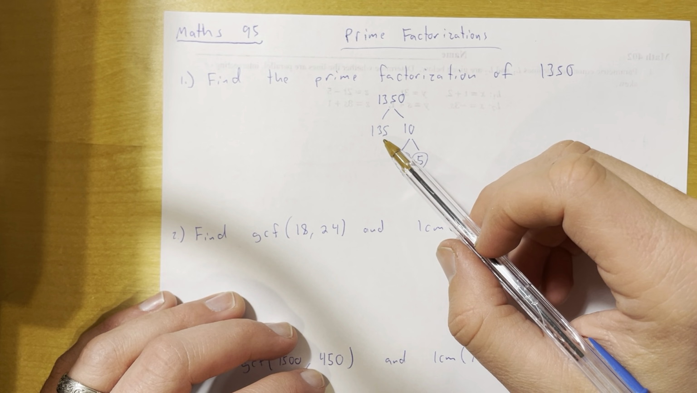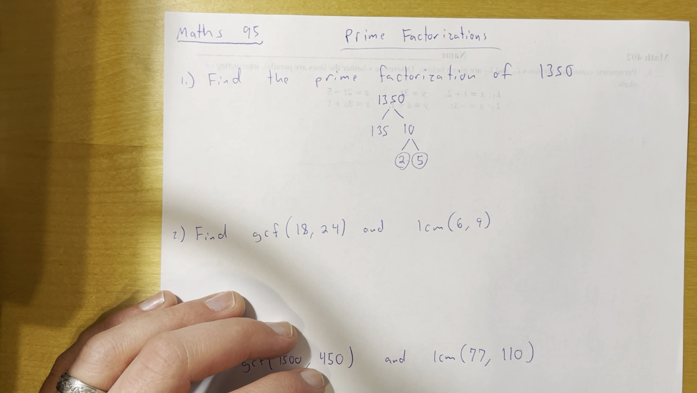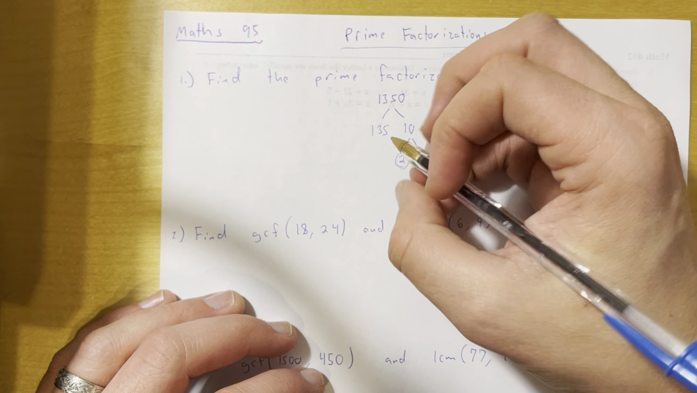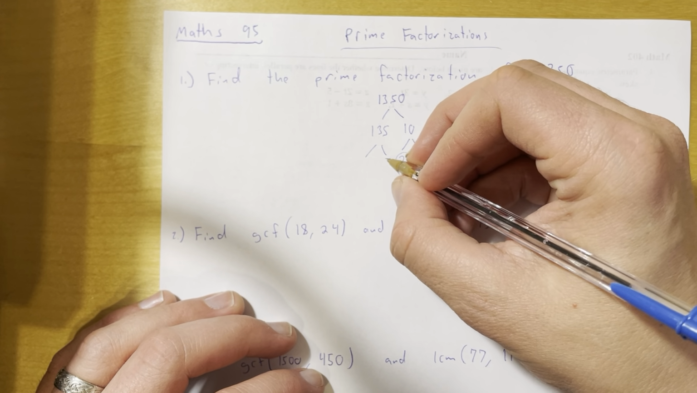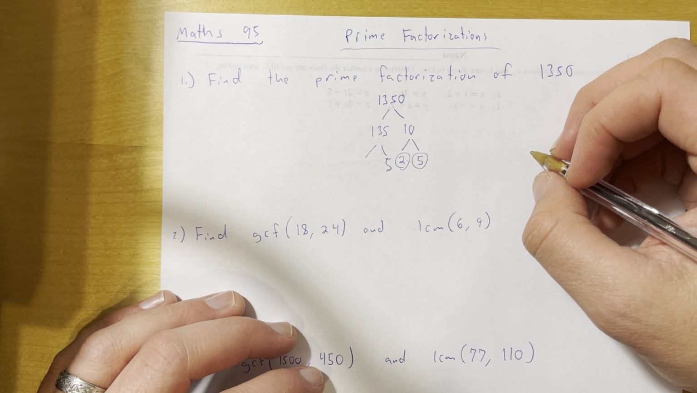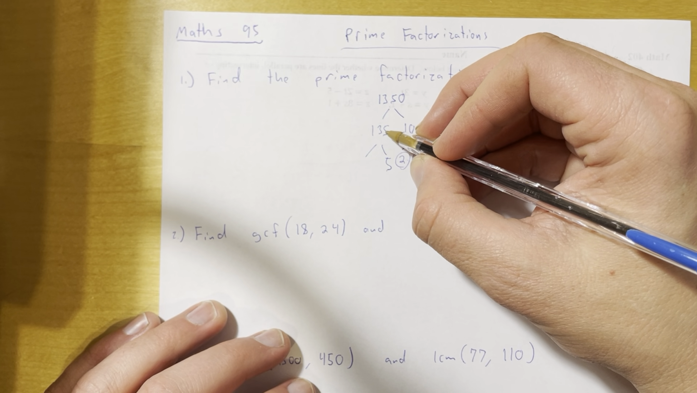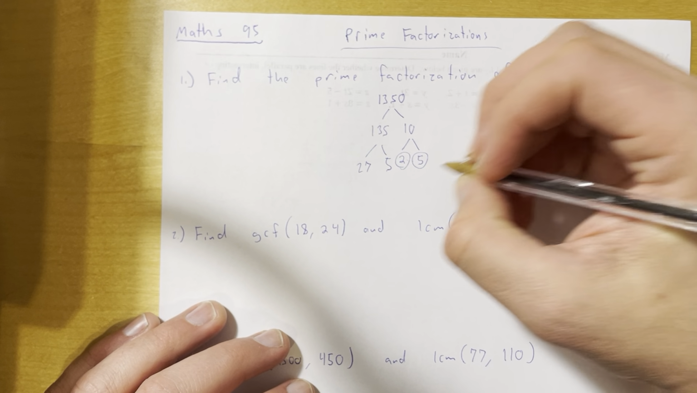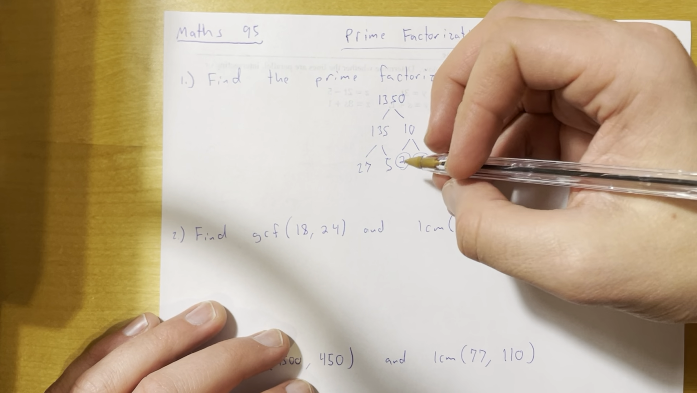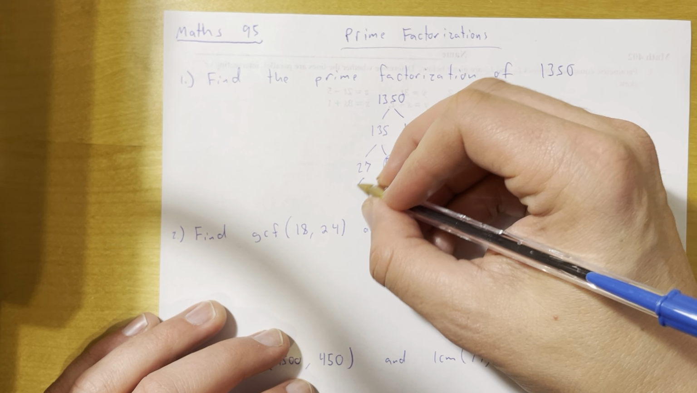Okay, so next what we have is 135. Now looking at this number, I can see that it's divisible by 5 because it ends in a 5. So I'm going to split that into 5 times what? Well, let's see. If you were to divide this by 5, either with long division or just in your head, you should get 27 as a result, and you can verify that. This 5 is a prime number, but 27 is not prime, so I have to continue breaking that down.